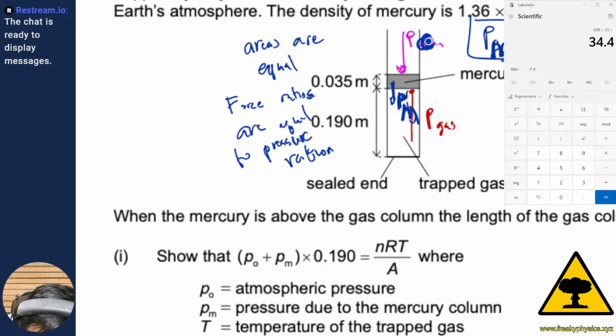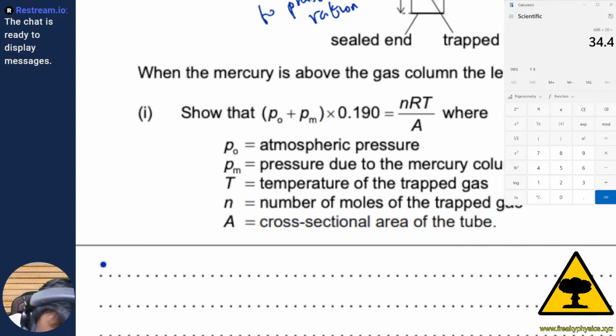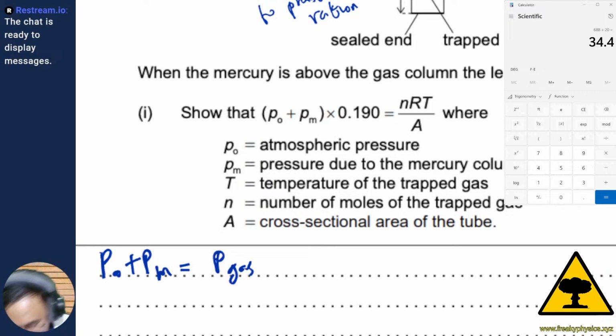P0 is also labeled as P0 here. And now that's going to be easy. We don't need to know those values, so all we have to do is derive the formula. P0 plus PM should be equal to the P of the gas. We're almost there, right? Now, remember the pressure of any gas using the ideal gas law. PV equals nRT, right?